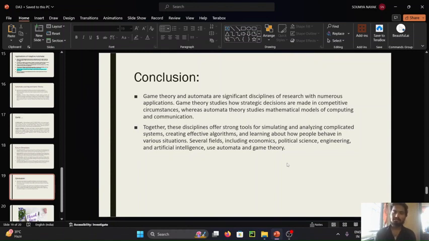In the conclusion, what we can say is that game theory and automata are significant disciplines of research with numerous applications. Game theory studies how strategic decisions are made in competitive circumstances, whereas automata theory studies mathematical models of computing and communication. Together, these disciplines are strong tools for simulating and analyzing complicated systems, creating effective algorithms, and learning about how people behave in various situations. Several fields, including economics, political science, engineering, and artificial intelligence, use automata and game theory. The process will be smoother, and our forthcoming life will be greatly affected by this.